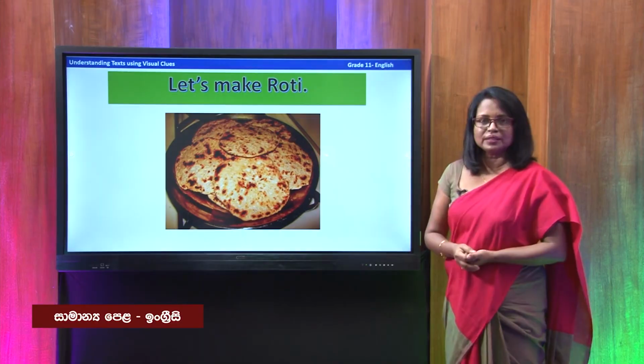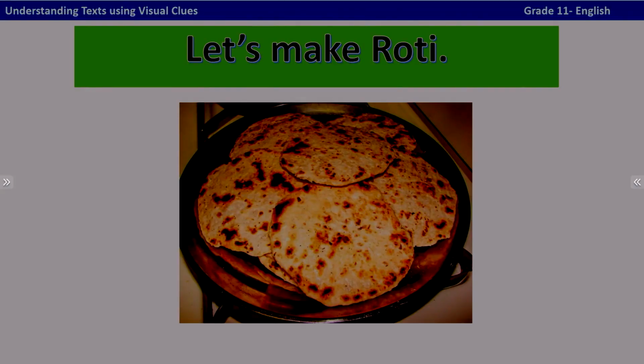Let's make roti. Roti is a popular breakfast item in Sri Lanka. Do you know how to make roti? Don't worry, we are going to learn how to make roti now.